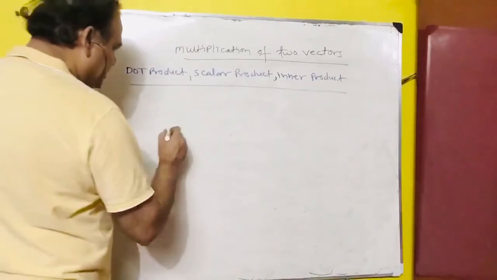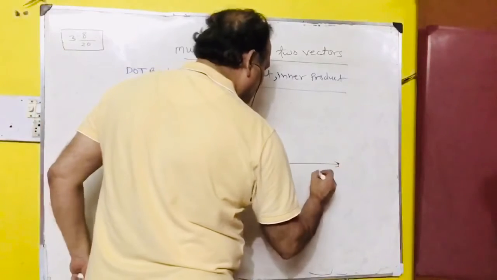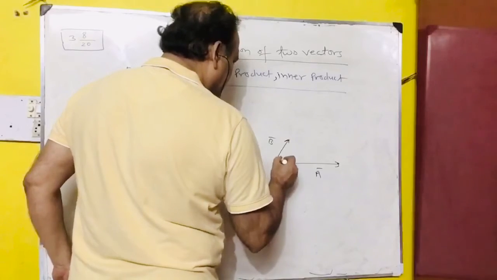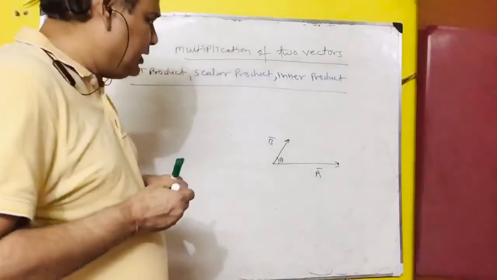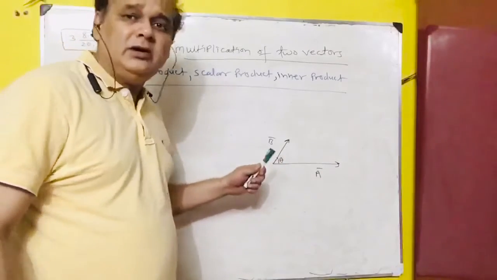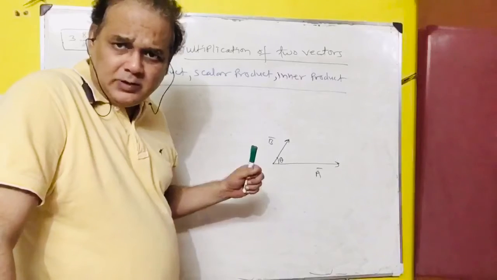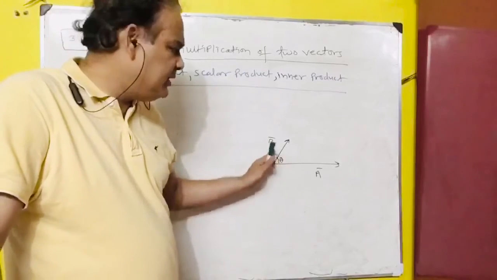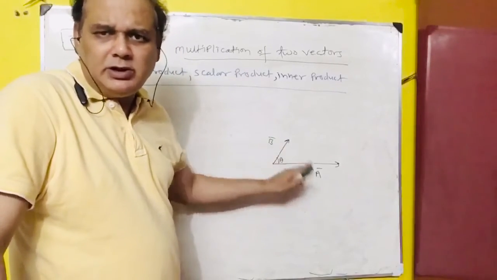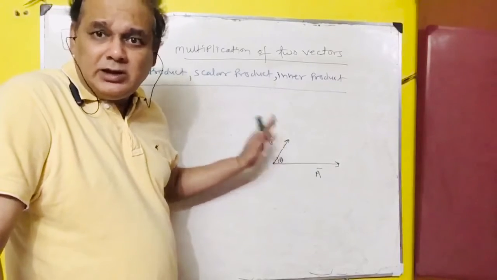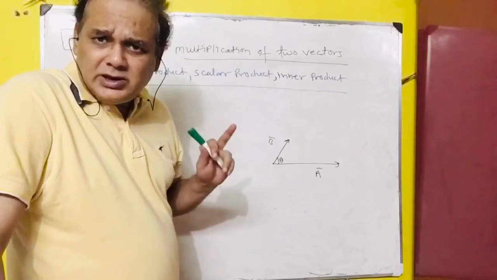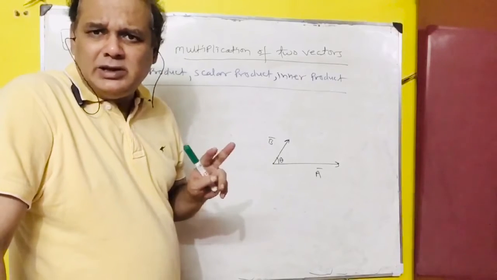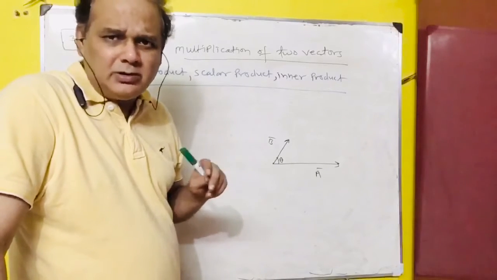How? See, this is one vector A and suppose this is another vector B and they are inclined by an angle theta, and you have to multiply A with B scalarly. You can multiply two vectors when both are in the same direction, either B in A direction or A in B direction. But B is not in the same direction as A. So remember, if an angle is there for any vector, then it is resolved into two components, sin theta and cos theta. So we can resolve it.